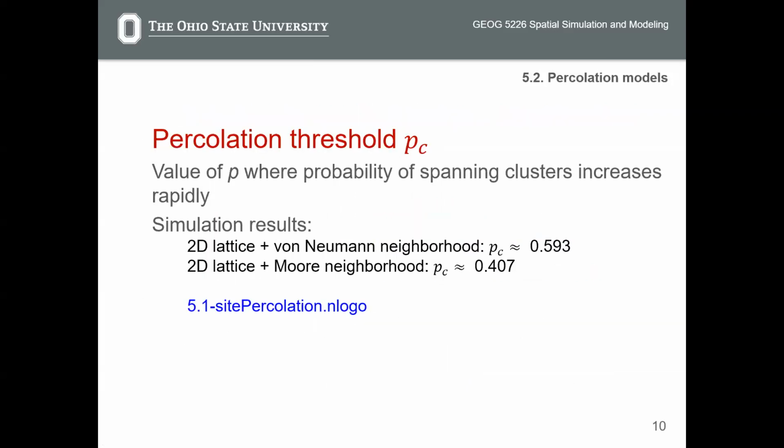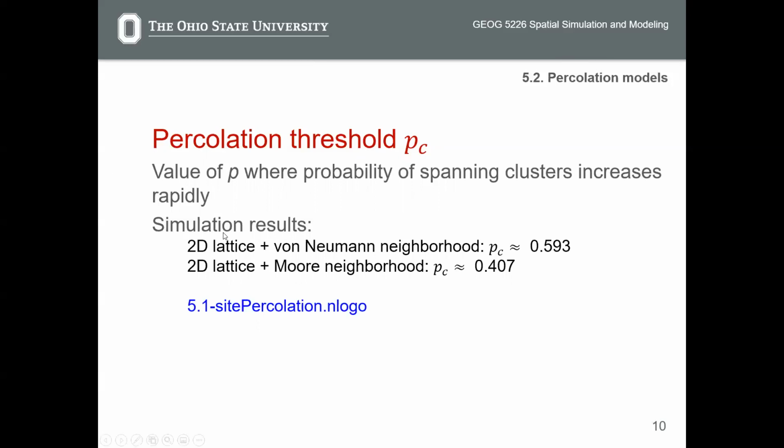And let's talk about that threshold pc. It is the value of p where the probability of spanning clusters increases rapidly. Let me emphasize this again. What is a spanning cluster? A spanning cluster should be a cluster that at least connects two sides of your lattice. Which means it must be a huge cluster, and being huge is not enough. It must connect at least two sides of your lattice, okay?